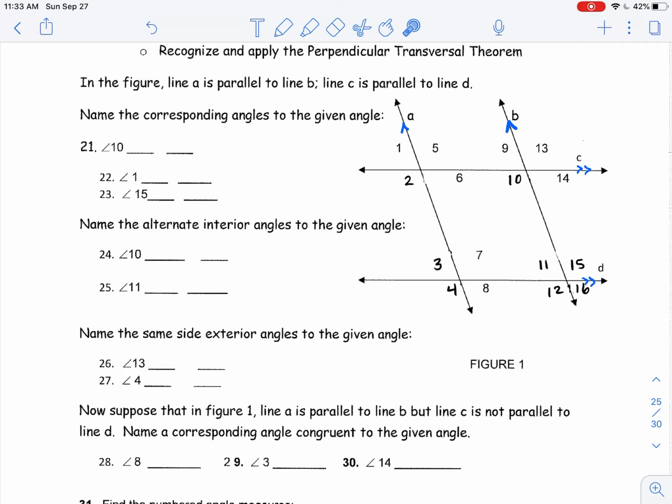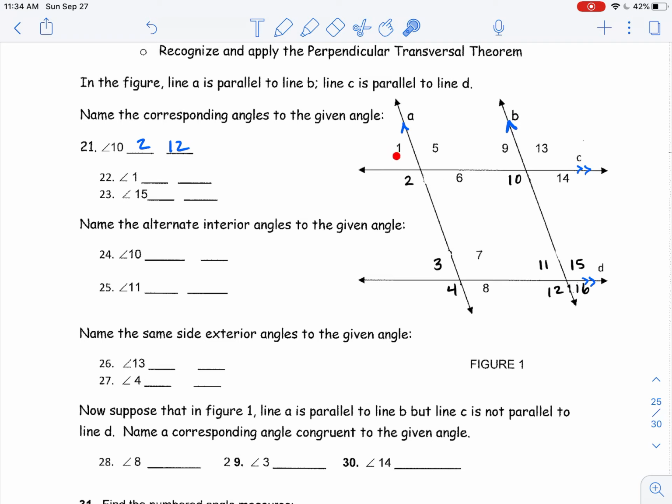It says name the corresponding angles to the given angle. Now remember, corresponding means they're in the same position in the angle pairs where the lines cross the transversals. So angle 10 is in this grouping over here, and we can see that it's in the bottom left-hand corner. So if we look at other groupings, such as this grouping here, the bottom left-hand corner would be a 2. And if we were also to look in this grouping down here, the bottom left-hand corner would be a 12. And so this is going to be angles 2 and 12.